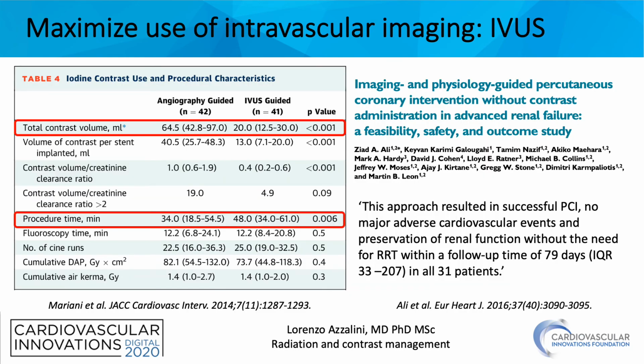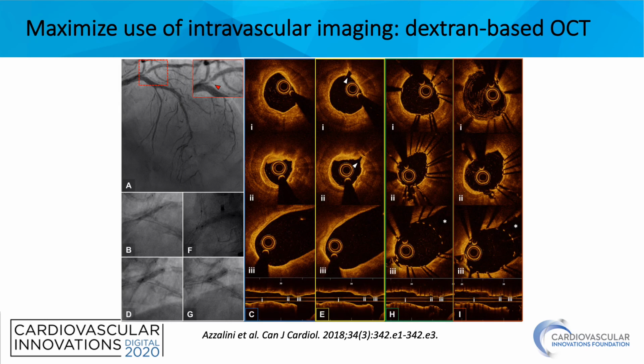We should maximize the use of intravascular imaging such as IVUS that has been shown to decrease the amount of contrast administered to the patient, and this has been brought to the extreme by Ziad Ali's group that reported on the feasibility of a zero contrast PCI protocol based on IVUS. We can also use OCT, this time replacing the contrast media with dextran-based flush, and this will provide pristine image quality, very similar to contrast-based OCT.